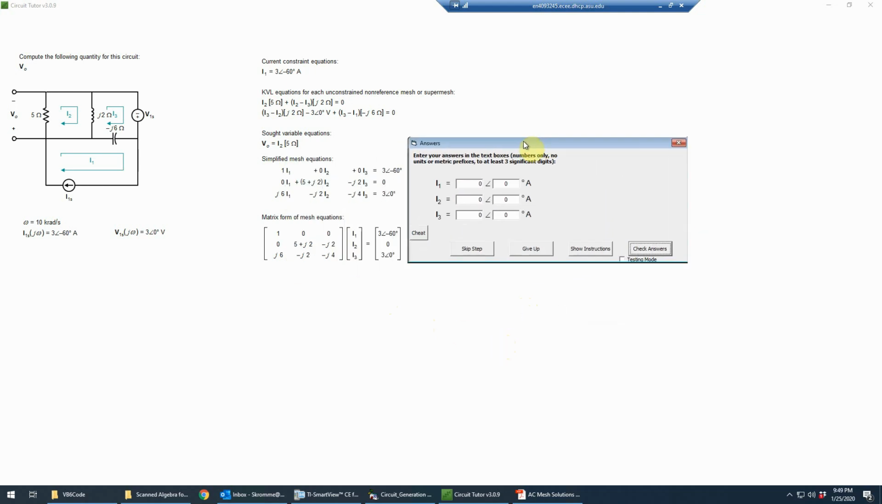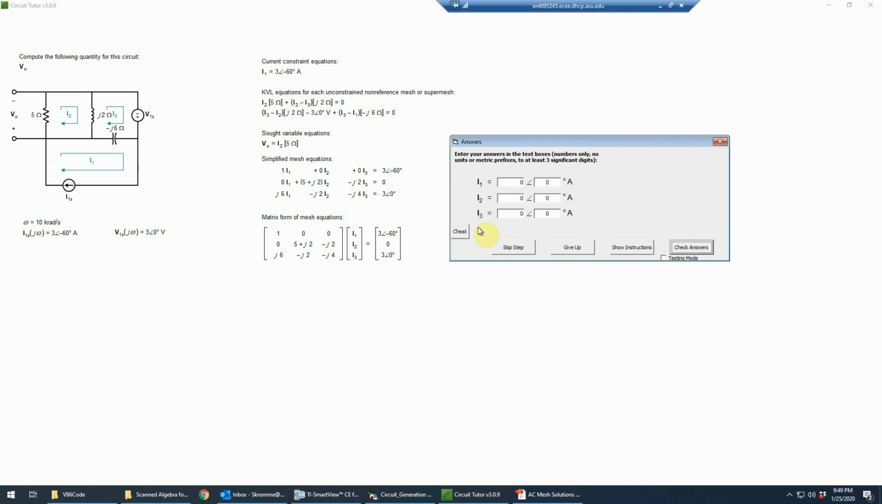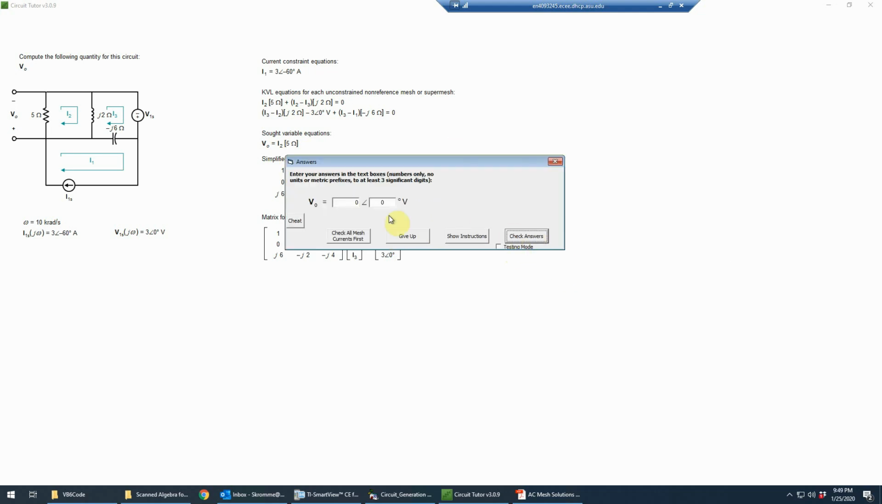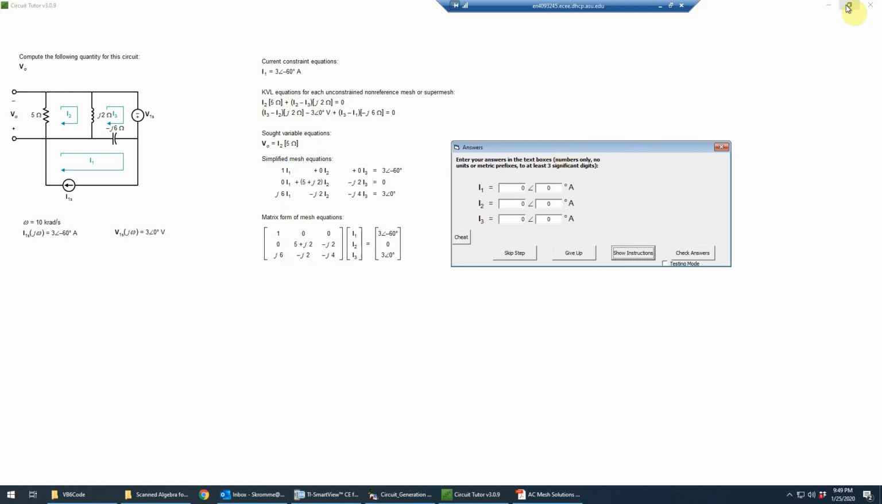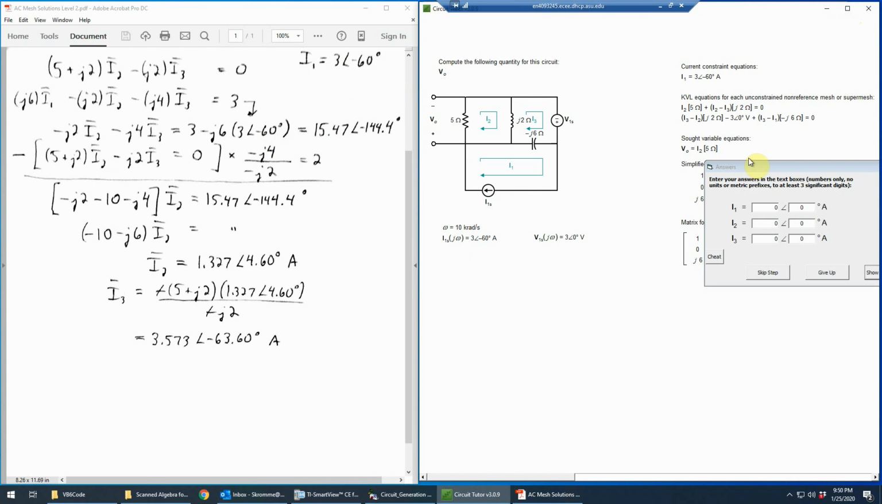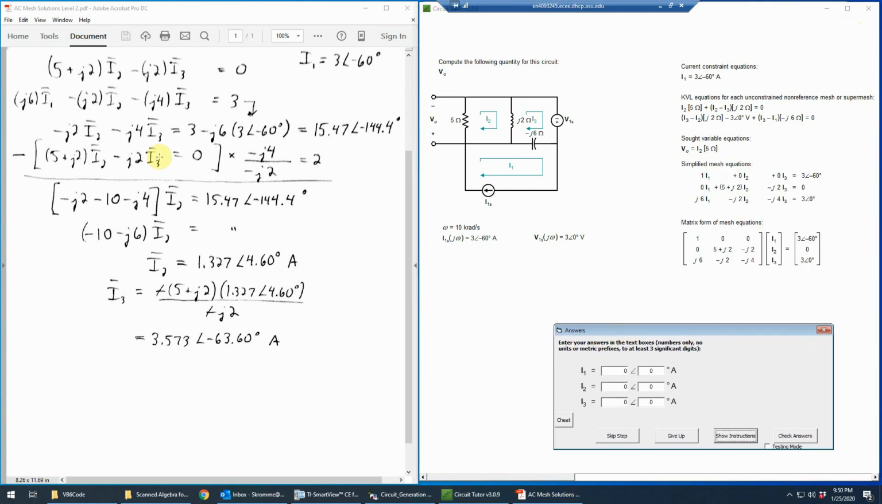Okay, so we need to enter the values of the three mesh currents. Now, notice that we really only need I2 here. So if you wanted to skip calculating all three, you could just skip this and enter the final value of V0. But I'm going to go back and check all three just as a useful check to make sure we didn't make any mistakes. So now I'm going to do the algebra on paper, and that's illustrated here.